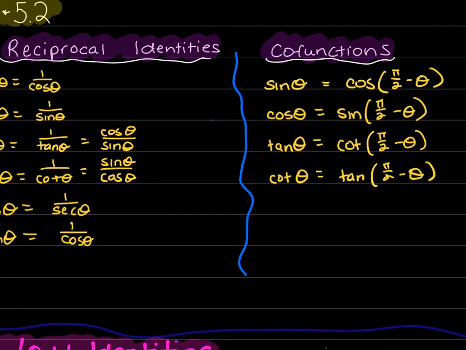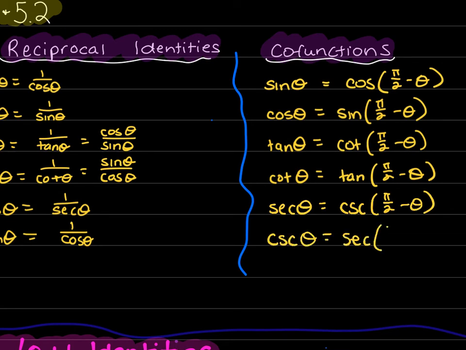And then cosecant went with secant. So secant of theta is the same thing as cosecant of pi over 2 minus theta, and cosecant of theta is the same thing as secant of pi over 2 minus theta. So you know that you can replace one with the other. Usually you're replacing the right side with the ones on the left for those cofunctions.